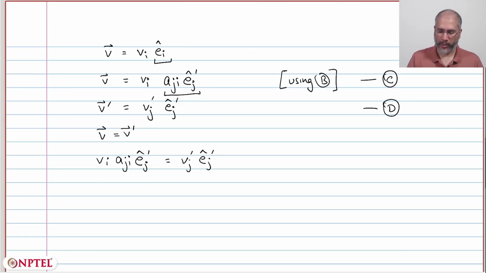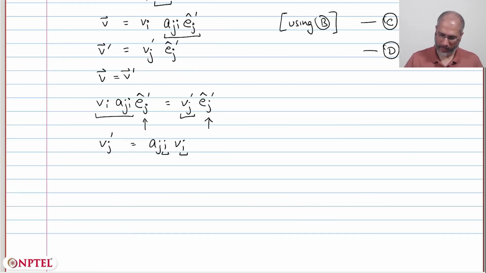Now since these are vectors, the components have to be the same because we're talking about the same bases. So from this we get Vj prime as Aji Vi, and you can see that the second index of Aji is the first or the only index of Vi. So this looks like some sort of a matrix multiplication. So let's write this in the matrix form. So V prime is A times V.